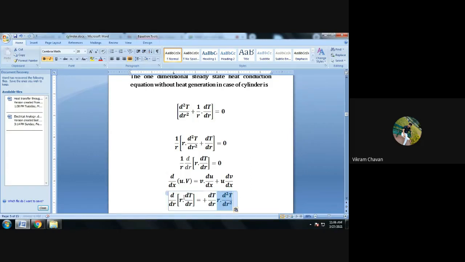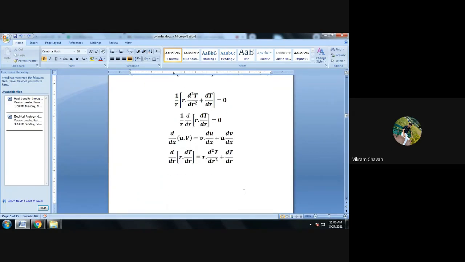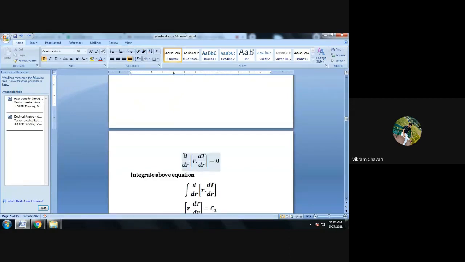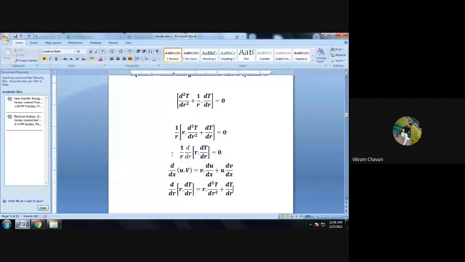Instead of this we can write d by dr into bracket r multiplied by dt divided by dr. Okay, so we have converted this equation, and further, instead of this we can say that we have the equation 1 upon r multiplied by d by dr into bracket r multiplied by dt divided by dr.